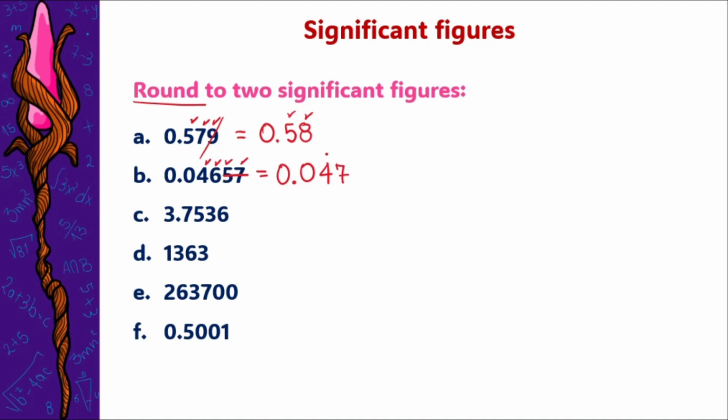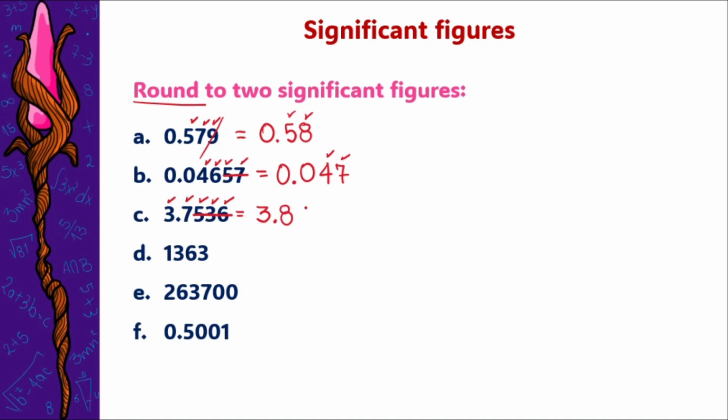0.047, and this one has just two significant figures. Let's check this one. This one has a 3 before the decimal point, so this is the first non-zero. So we would have 1, 2, 3, 4, and 5 significant figures. So we need to take away this 3, so we are just going to have 2. 3 point. The next number is a 5, so this one goes up to 8.